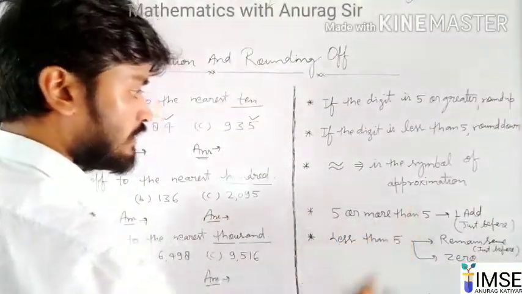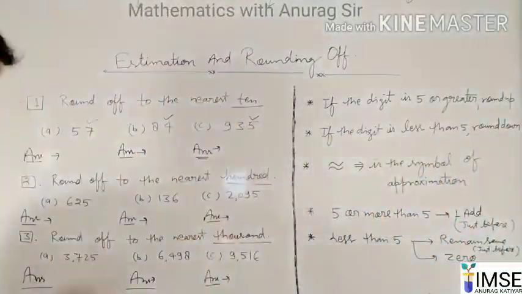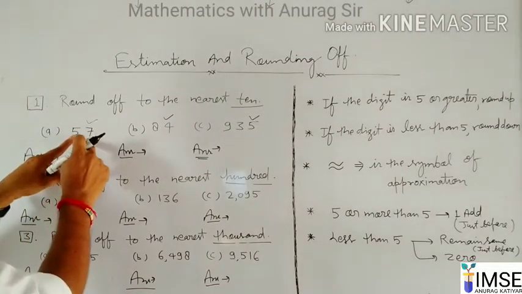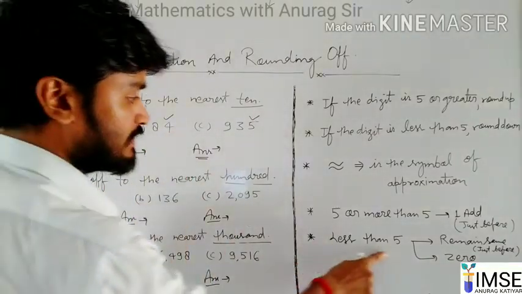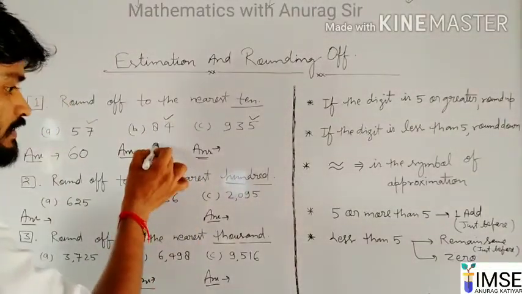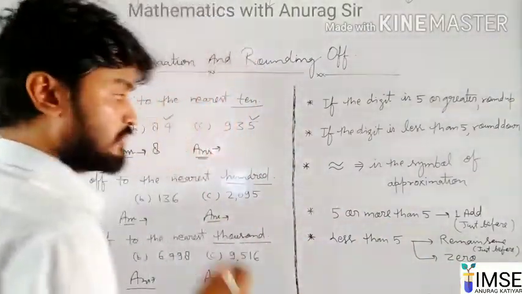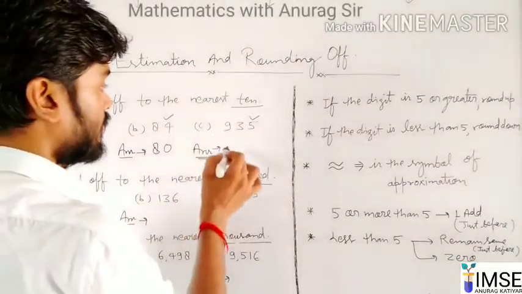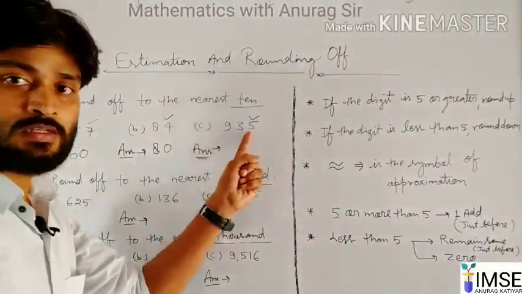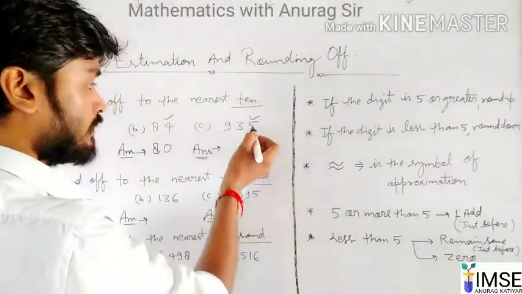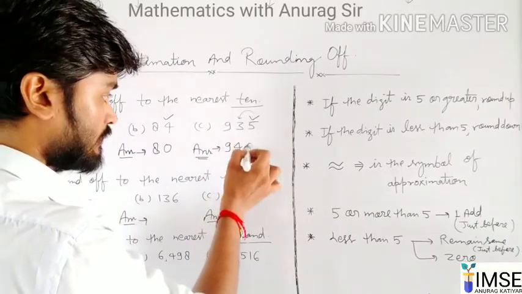If we get 5 or more than 5, we add 1 to the digit just before. The digit before is 5 and this 7 is more than 5, so we add one and we get 60. Here it is 4, which is less than 5, so here we just write 8, it remains the same. The digit just before remains the same and the unit digit becomes 0, so this becomes 80. Now we solve this question. Here the unit digit is 5, so we add one to the digit just before: 3 plus 1 is 4, and the unit becomes 0.